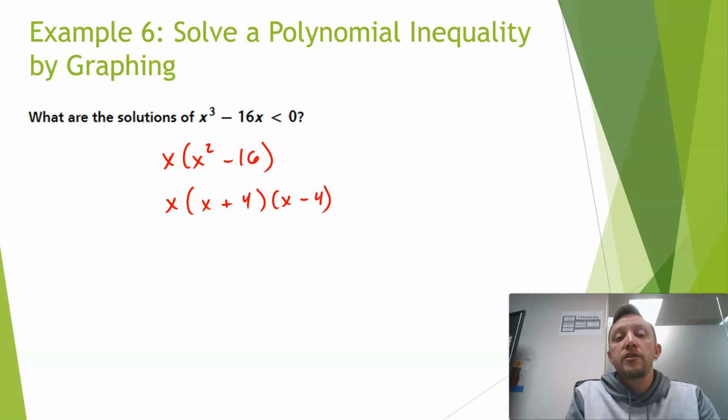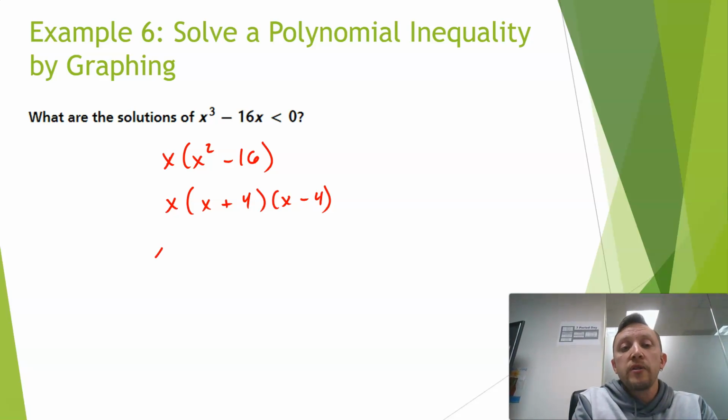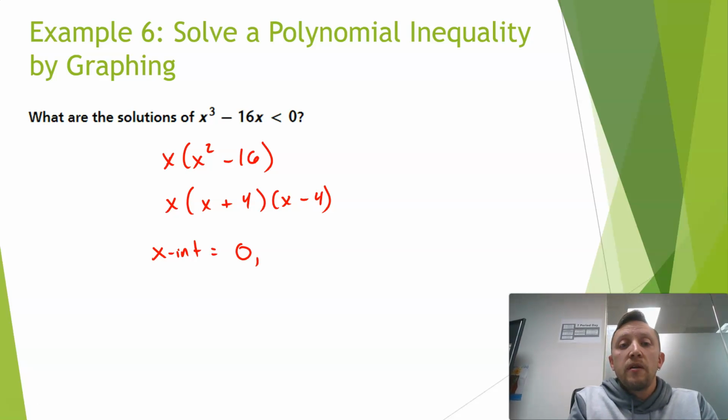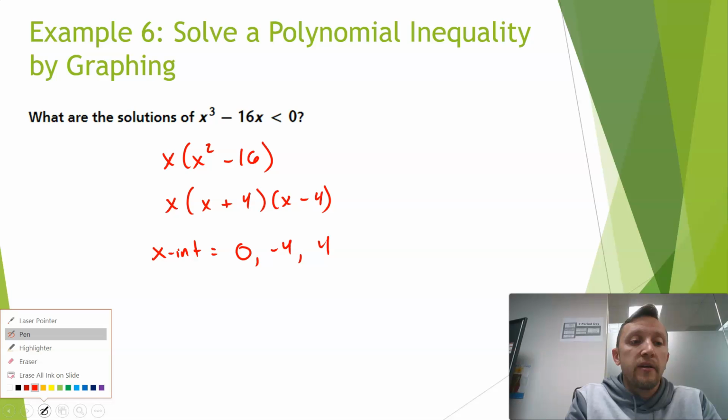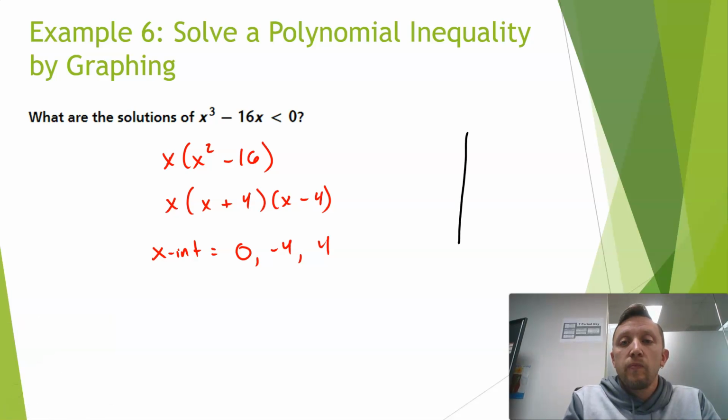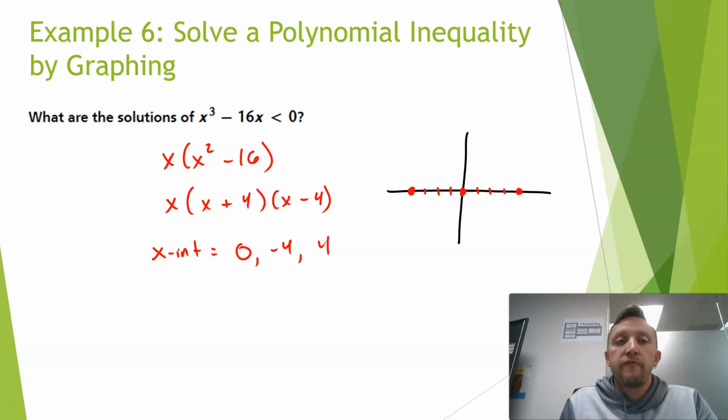Again, what we're trying to figure out is the x-intercepts. To find the x-intercepts, we set each of these factors equal to 0. So the x-intercepts are going to be at 0, -4, and +4. Let's sketch a graph of what that would look like, and use what we've learned. We have an x-intercept at 0, and then 1, 2, 3, 4, 1, 2, 3, 4, so we would have an x-intercept at -4 and at +4.